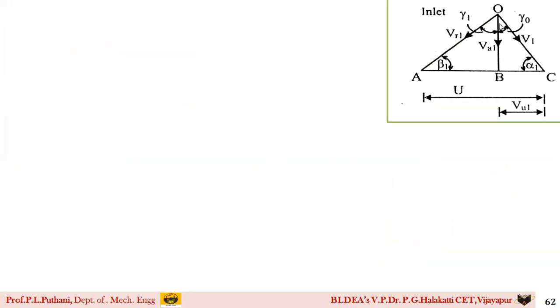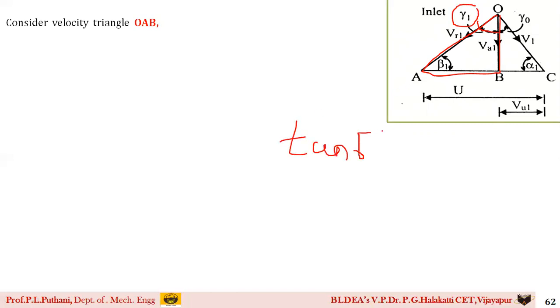So considering initially the inlet velocity triangle, let us consider the inlet velocity triangle OAB. Here this OAB is making an angle gamma 1. So tan gamma 1, what is this according to you? Tan gamma 1 is nothing but AB divided by OB. Now from this picture, for the inlet velocity triangle, what is the value of AB from here to here?